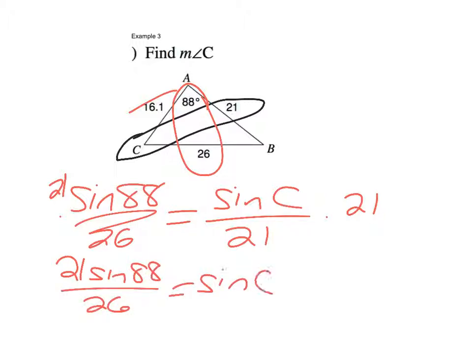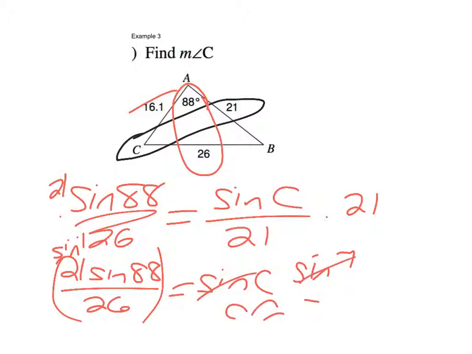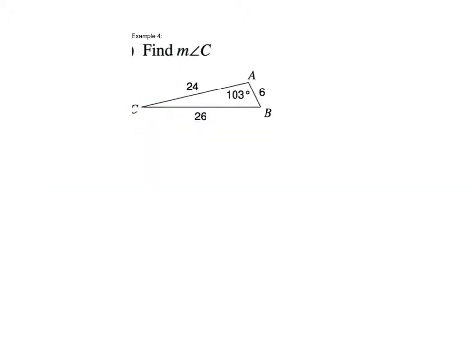Equals sine C. So I'm going to take the inverse sine of 21 sine 88 divided by 26. And I get 53.8 degrees. So I'm going to take the inverse sine, and I'm going to type that all in at once into my calculator. So I have C is about 53.8 degrees.